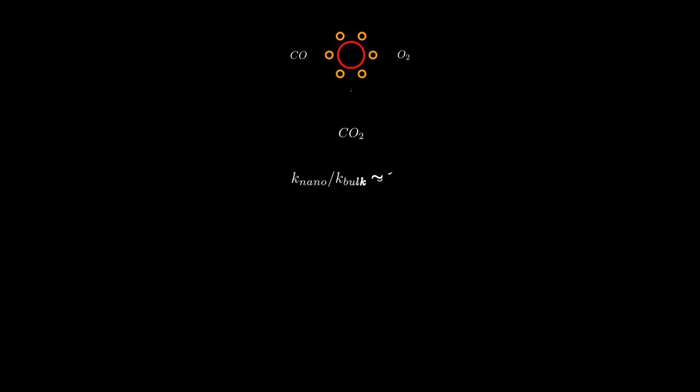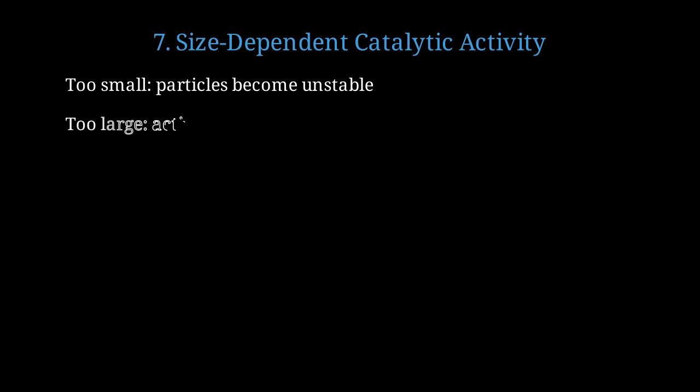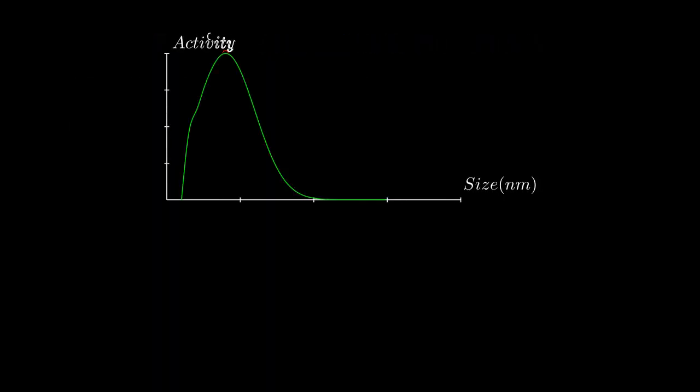The reaction rate on nanoparticles is roughly 1 million times faster than on bulk gold surfaces. The catalytic activity depends critically on the exact size of the nanoparticle. If gold particles are too small, below about 2 nanometers, they become structurally unstable and may aggregate. If they're too large, above about 10 nanometers, the activity decreases as the particle approaches bulk-like properties. There's a sweet spot around 3 to 5 nanometers, where gold nanoparticles show maximum catalytic activity.